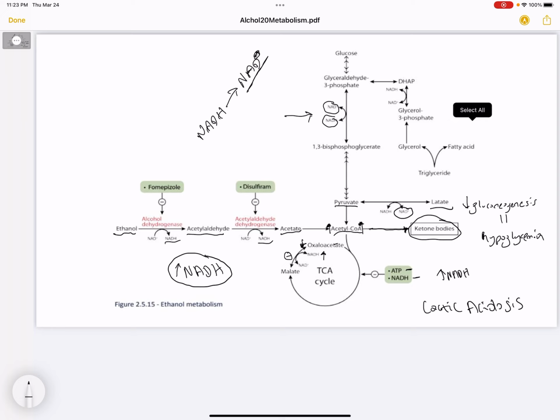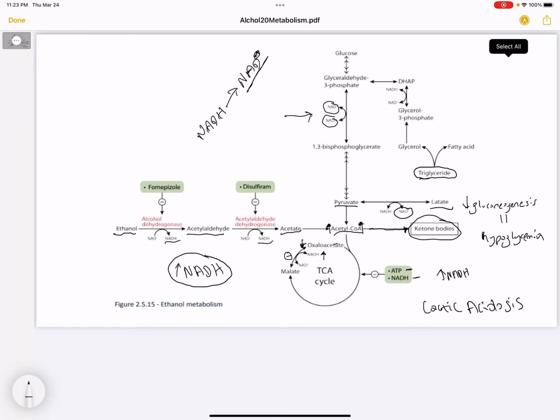Now, the final thing that I want to talk about is alcoholic fatty liver disease and how that occurs. Now, if you look at the liver, we have triglycerides, and we break down these triglycerides to fatty acids and glycerol. Then glycerol can be converted to glycerol 3-phosphate and then produce DHAP. And this step also produces NADH.